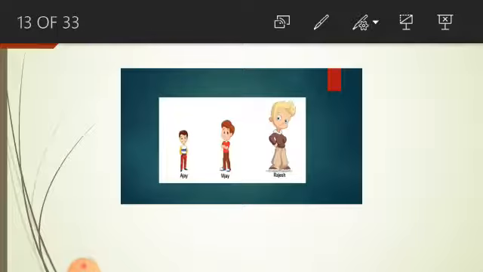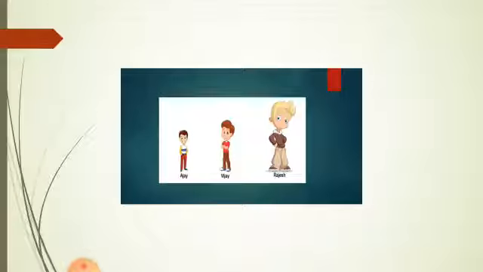Good morning, students. So we are back to the English grammar class once again, and now I am going to show you one picture. When you look at this picture, you tell me what can you see here?